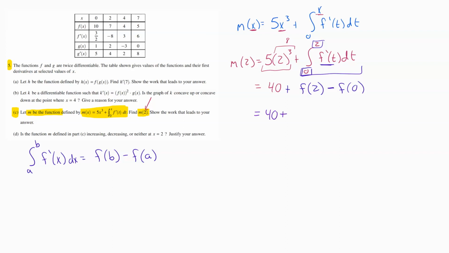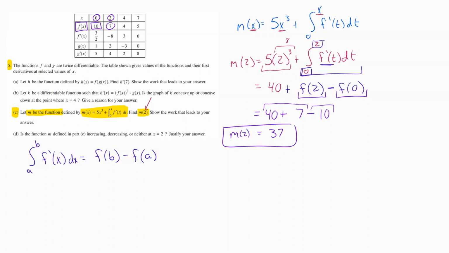So we've got the 40 up front, f of 2, so 2 is right here, and we're looking at the f of x value. So f of 2 would be 7, minus f of 0. 0 is right here. Plugging that into f of x would get us 10. So in the end, I end up with 40 plus 7 is 47, minus 10 gets us 37. So m of 2 is going to equal 37.